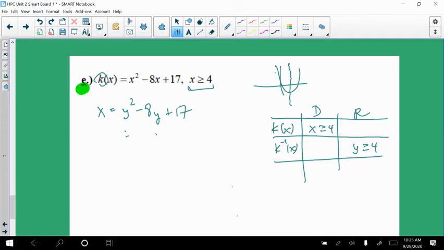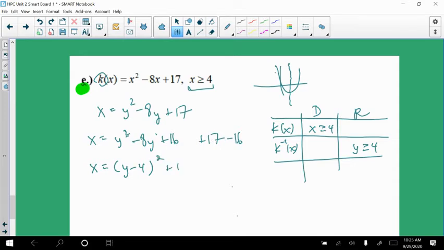Okay. But let's complete the square here. So x equals y squared minus 8y, leave some space, and there's the 17. So half of that is 4, and 4 squared is equal to 16. But then we immediately subtract 16 to balance it. So we get x equals y minus 4 as a quantity squared plus 1.